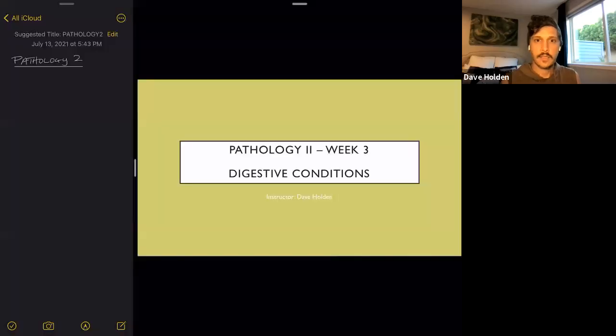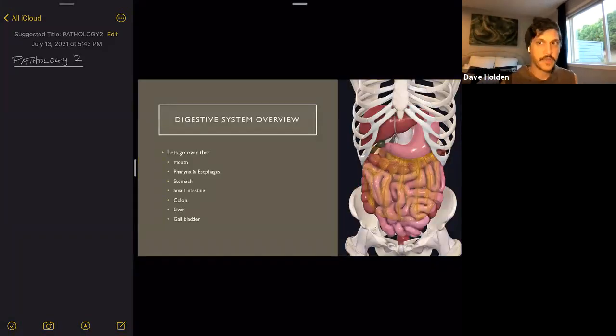All right. So this week we are covering disorders of the digestive system. So I thought today we would start out with a brief overview of the digestive system. I'm sure you guys have covered this already, so it shouldn't be much more than just a review for you guys.